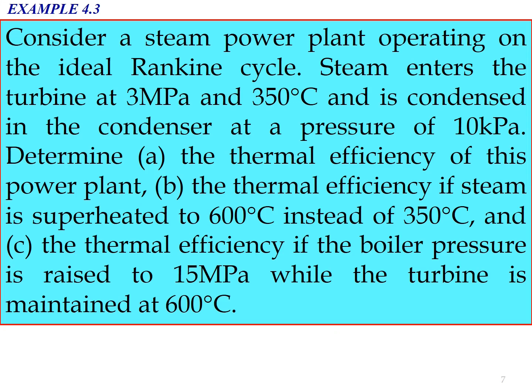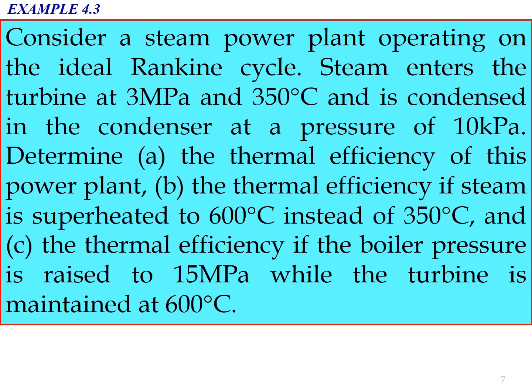Example 4.3. Consider a steam power plant operating on the ideal Rankine cycle. Steam enters the turbine at 3 megapascal and 350 degrees Celsius and is condensed in the condenser at a pressure of 10 kilopascal. Determine A, the thermal efficiency of this power plant. B, the thermal efficiency if steam is superheated to 600 degrees Celsius instead of 350 degrees Celsius. And C, the thermal efficiency if the boiler pressure is raised to 50 megapascal while the turbine inlet is maintained at 600 degrees Celsius.